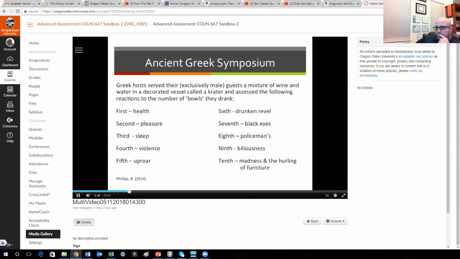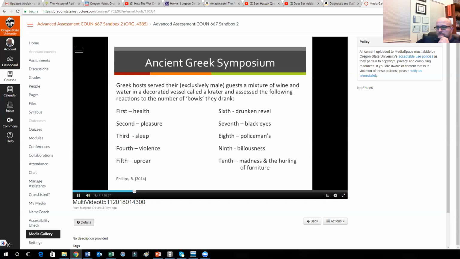So in speaking about trends in alcohol use assessment, we would need to go back in time. So we're going way back to ancient Greece, where there was the symposium. With this, Greek hosts served their exclusively male guests a mixture of wine and water in a decorated vessel called a crater, and assessed the following reactions to the number of bowls they drank.